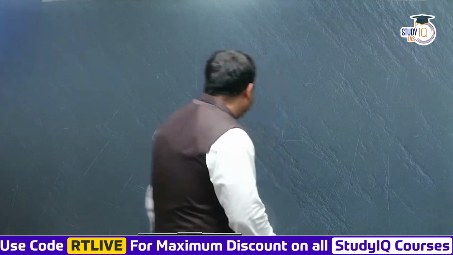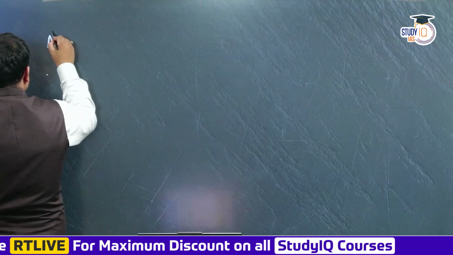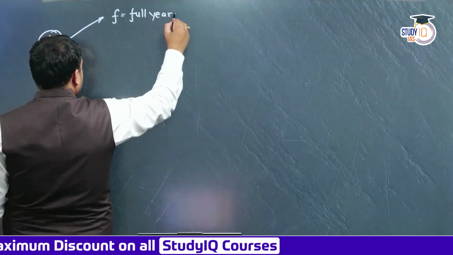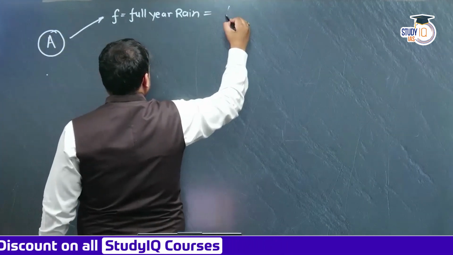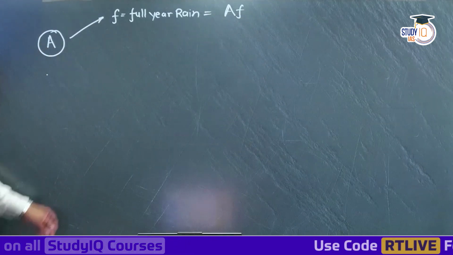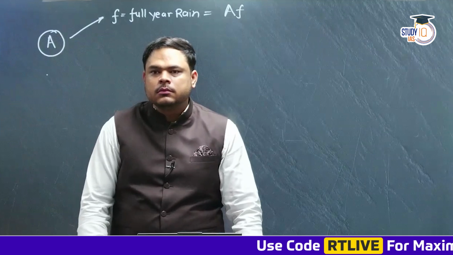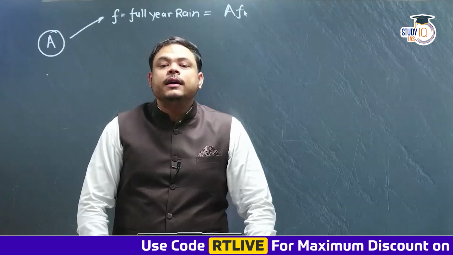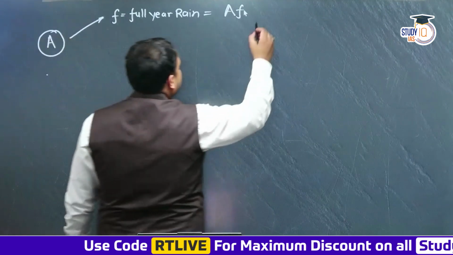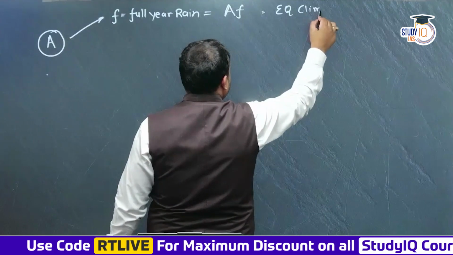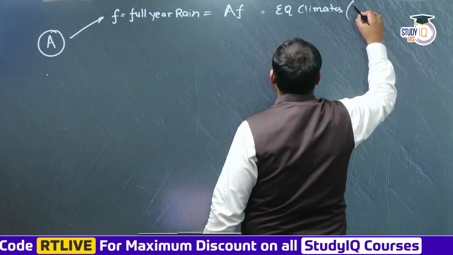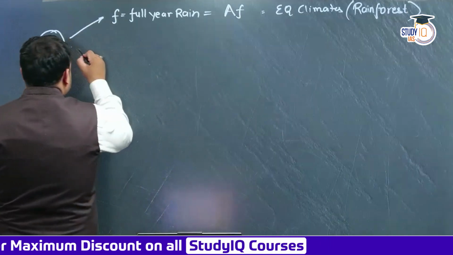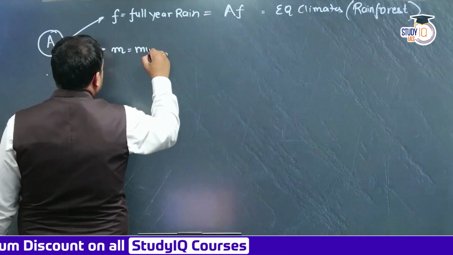Yes or no? So Koppen, he did a very simple thing. He said, in those areas where there is full year rain, then I will call them AF. Now guys, where is full year rain? It is near the equator. So equatorial climates are AF. And equatorial climates will have which kind of vegetation? Rainforest. Andamans.